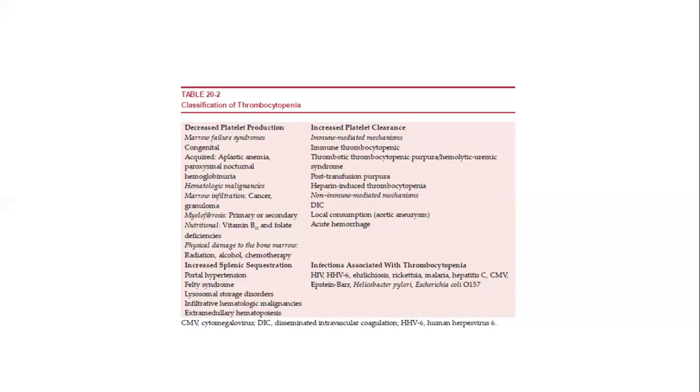Then coming to infections associated with thrombocytopenia, HIV, HCV, HHV, then cytomegalovirus, Helicobacter pylori, E. coli, rickettsia and all, malaria. Then coming to increased splenic sequestration, as in portal hypertension, Felty syndrome, then lysosomal storage disorders, and infiltrative hematological malignancies, or extramedullary hematopoiesis.